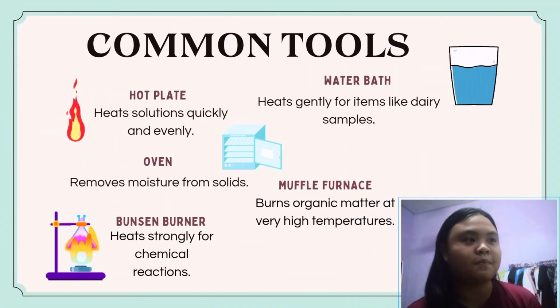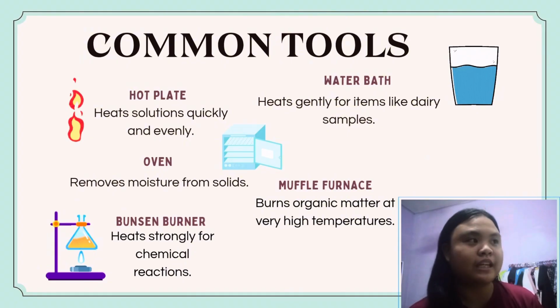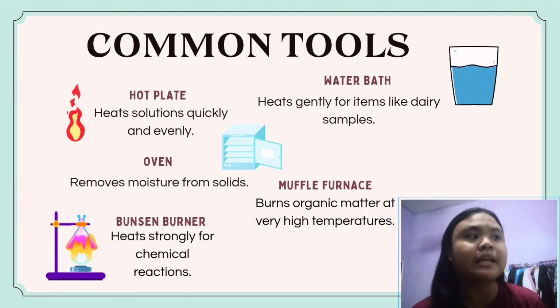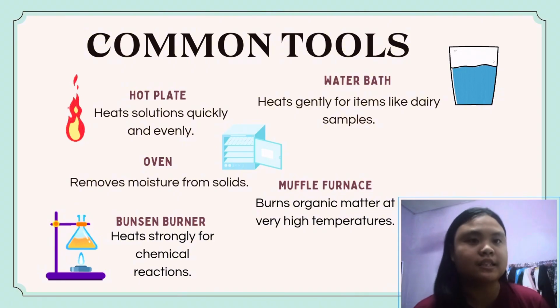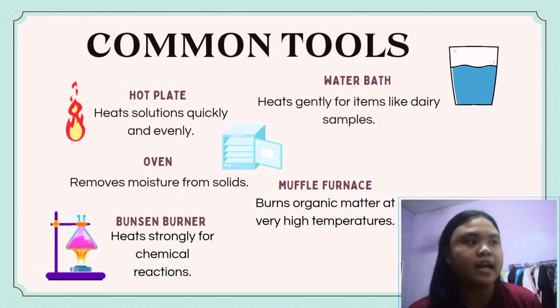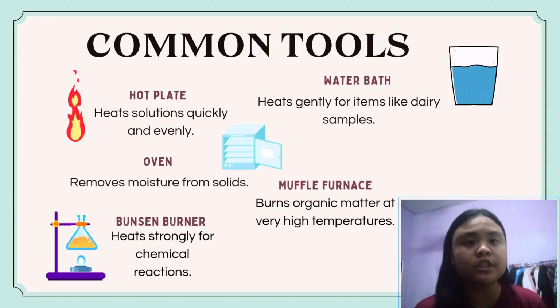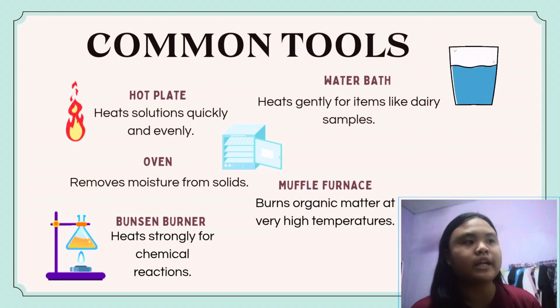Let's start with the hot plate. A hot plate is used to heat liquids quickly and evenly. For example, if we are dissolving sugar in water for food analysis, a hot plate helps speed up the process without burning the sample. Next is the water bath. This one is gentler and is used when we don't want the temperature to go too high. It's perfect for warming things like milk or dairy samples during quality tests, so we don't accidentally denature proteins by overheating.